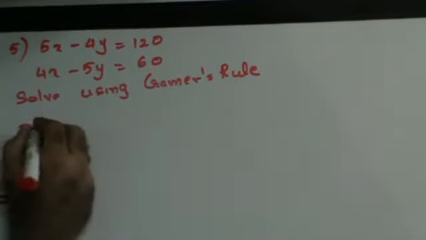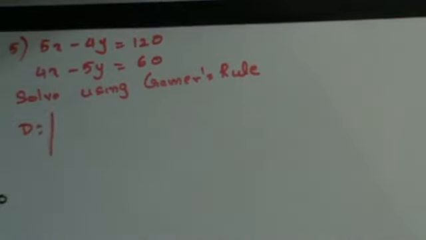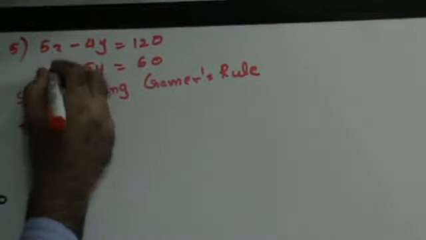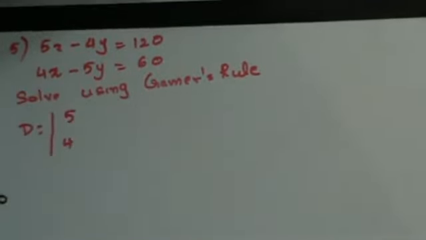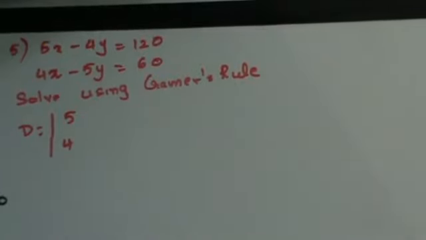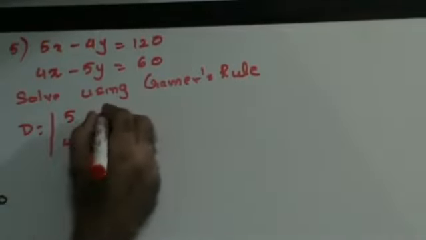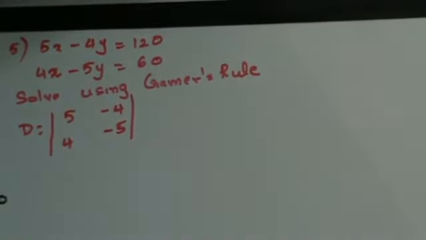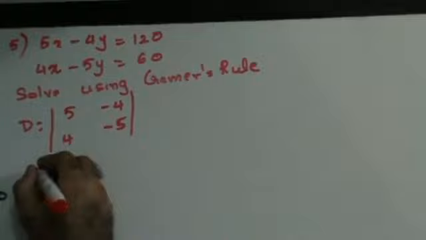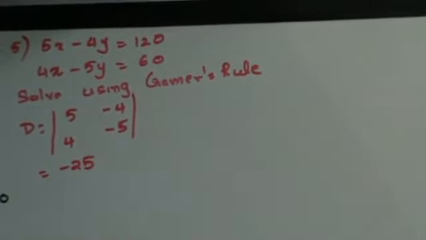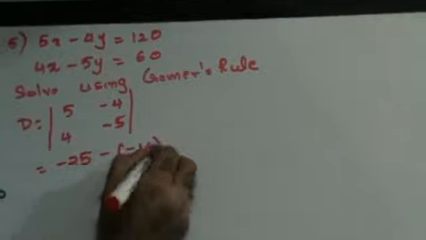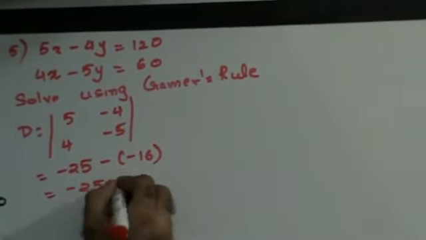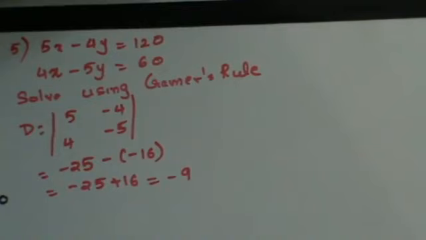You first find out D. How do I find out D? Write the coefficients of x one below the other. Then write the coefficients of y one below the other. Minus 4, minus 5. This is the product of the principal diagonal 5 minus the other diagonal. So this is minus 25 plus 16, that is minus 9.